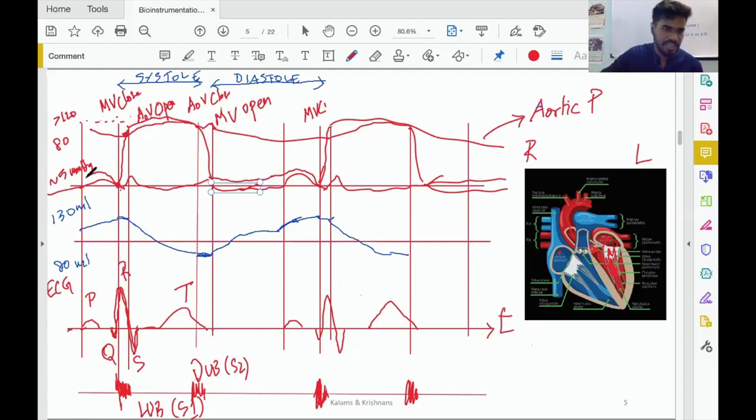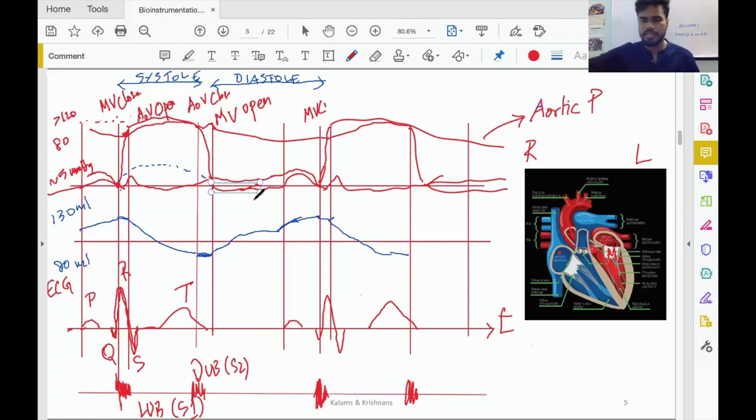Right atrial pressure again will be very small. Right ventricular pressure will almost look close to the left ventricular pressure, but with a lesser magnitude. It will go close to perhaps 40 or something. This went to 120, this will go to perhaps 40. But it will almost mimic this left ventricular pressure.